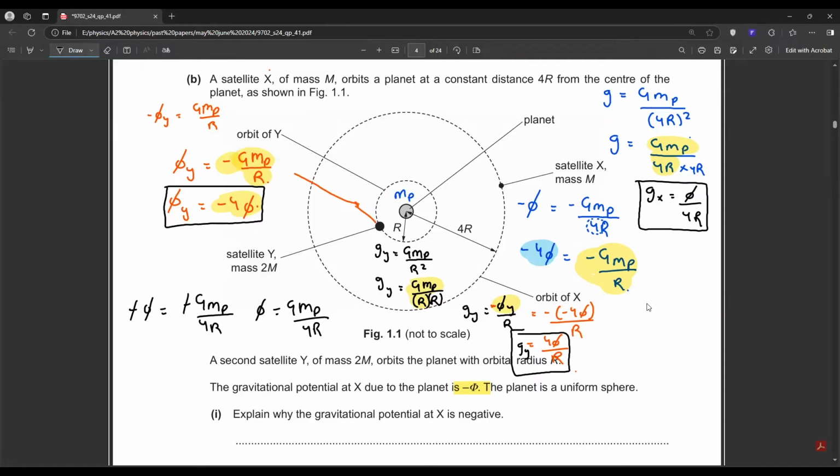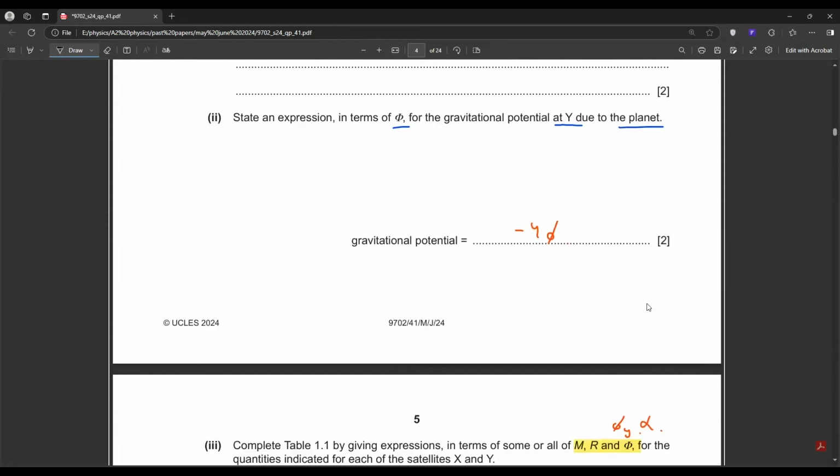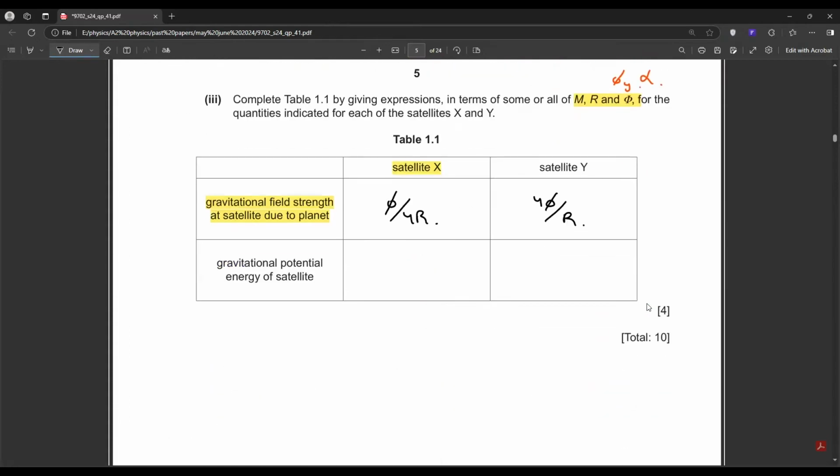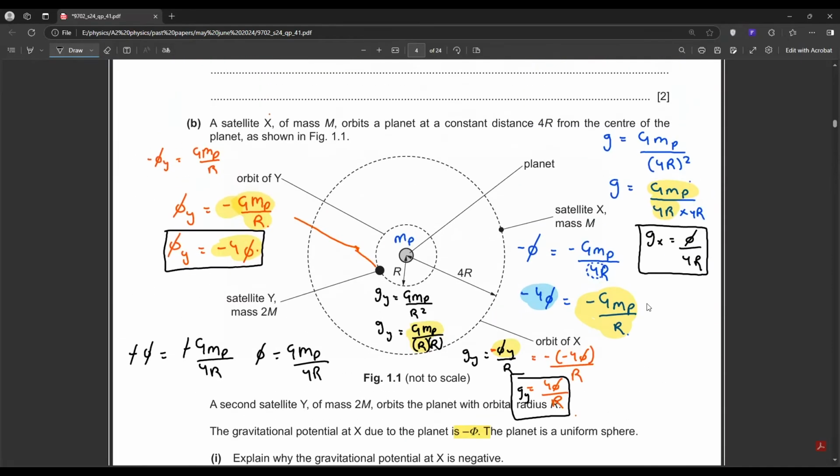Simple. Now we have to calculate the gravitational potential energy of the satellite at satellite X. What is the formula of gravitational potential energy? Gravitational potential energy is equal to what?